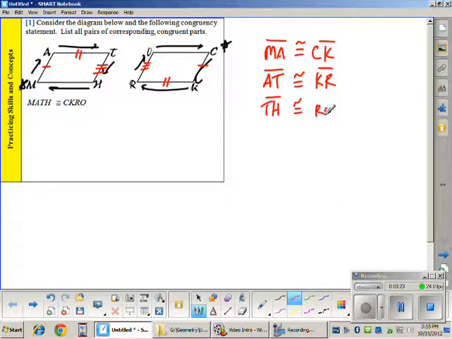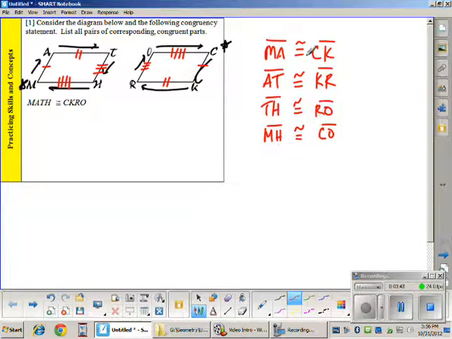Okay, and then finally last, we shouldn't just say, well, that's the last one, it's obvious. We should always check it against our congruency statement. We have MH and we have CO, and that seems to be okay. So we have MH and we have CO. Alright, so that's our 4 sets of sides.